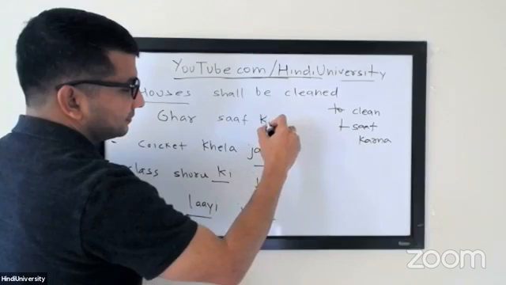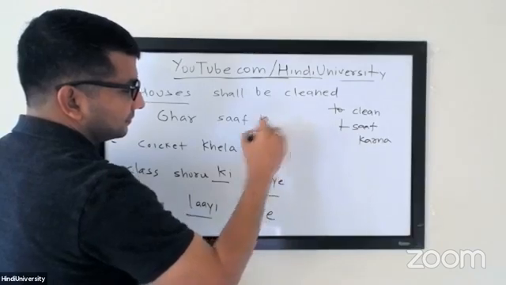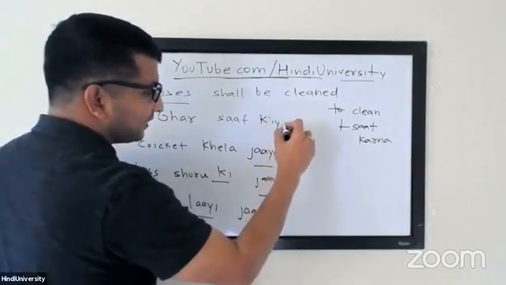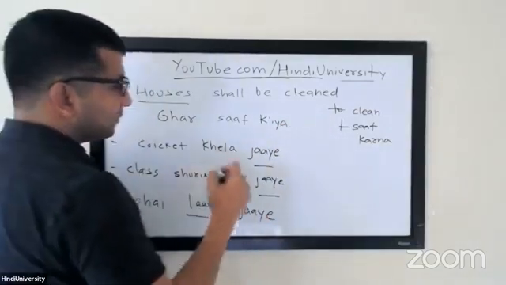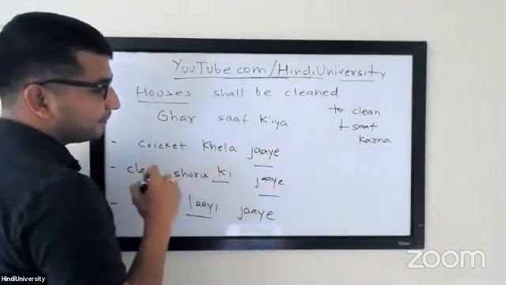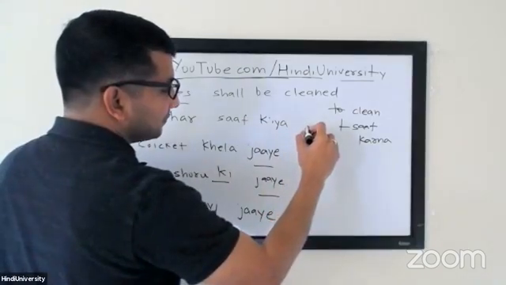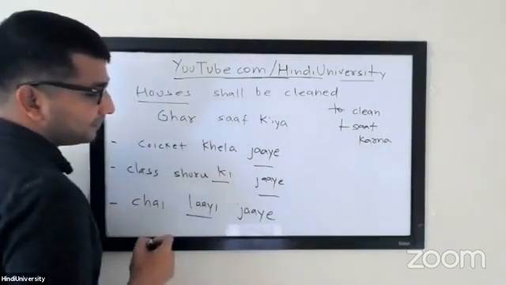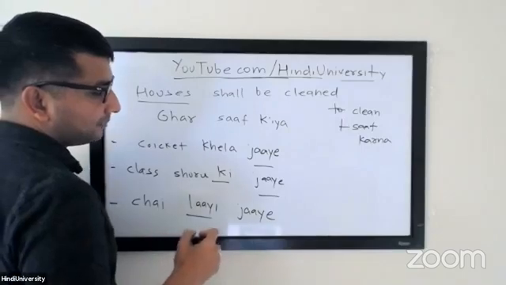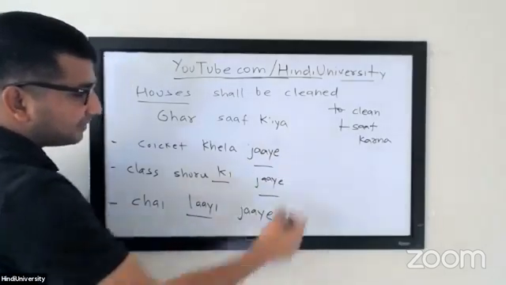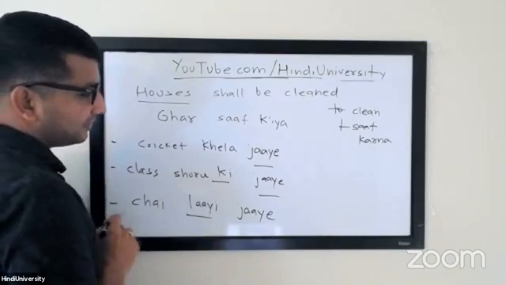घर साफ किया. Saf kiya, and then will be cleaned. It's going to be the conjugated form of jana. You see that, right? The pattern. So jaye. Very good.